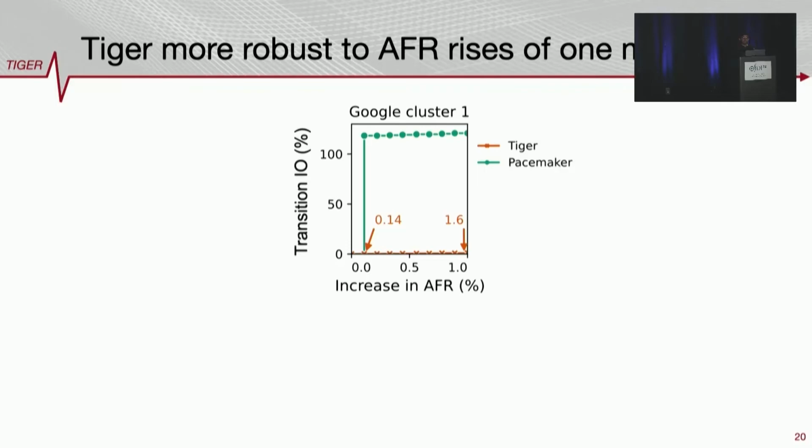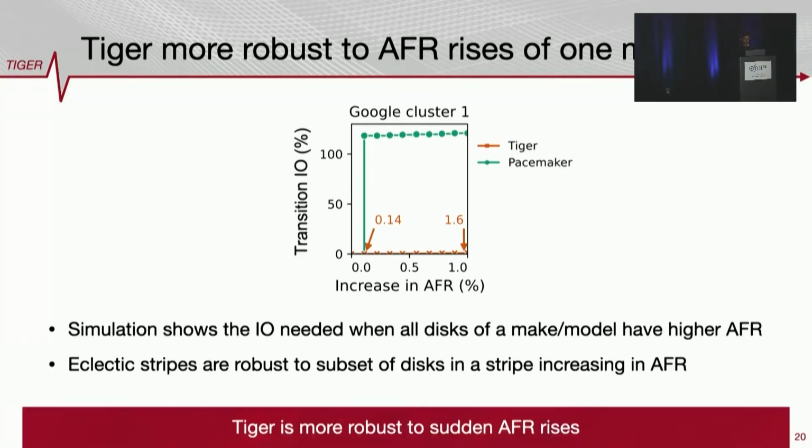A minor increase in a single make model caused Pacemaker to have a huge I/O burst, because it had to re-encode all the stripes in that R group, essentially all data on all disks of that make model. Whereas for Tiger, because only a very few chunks resided on disks that were failing, Tiger need not do that much I/O in order to make up for those bulk failures. So, Tiger is more robust to sudden AFR rises.